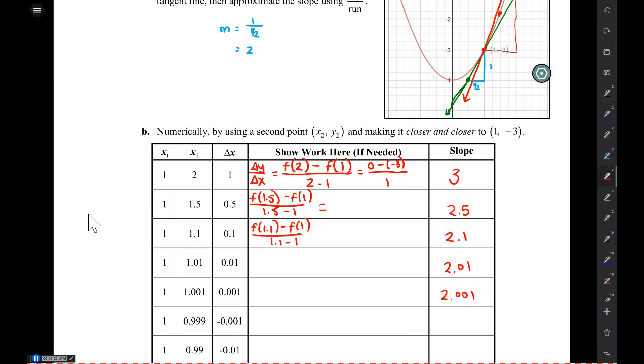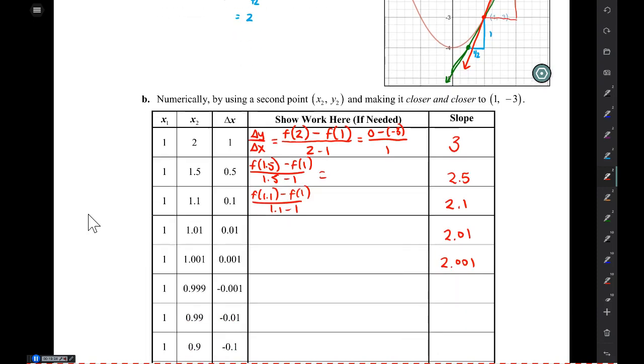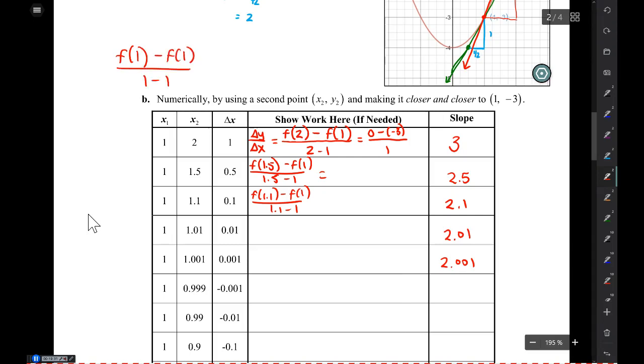Let's think about that. If that second point was exactly at 1, my slope would be f of 1 minus f of 1 over 1 minus 1. What's the numerator? What's the denominator? Ugh. That doesn't tell me anything, does it? Now, you might be tempted to say that 0 divided by 0 is 1, because any number divided by itself is 1. 2 divided by 2 is 1, 7 divided by 7 is 1, right? It doesn't work for 0, though.